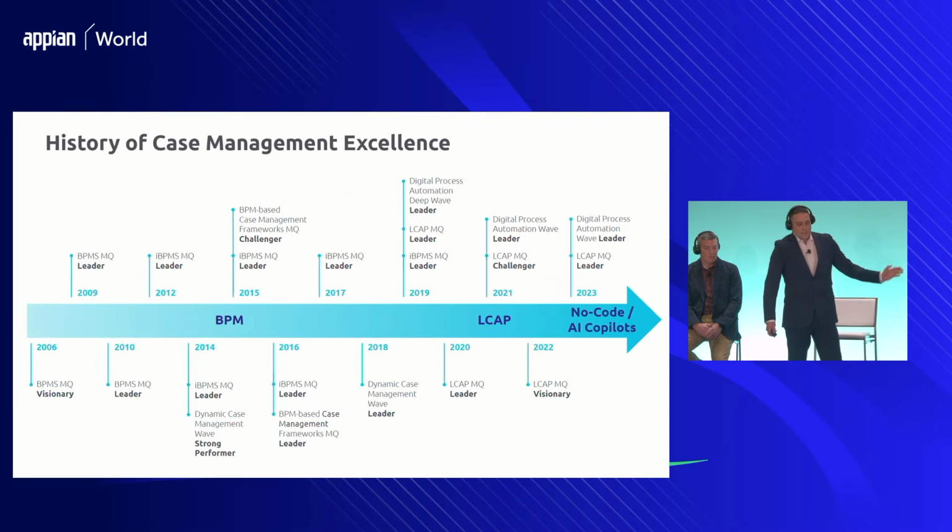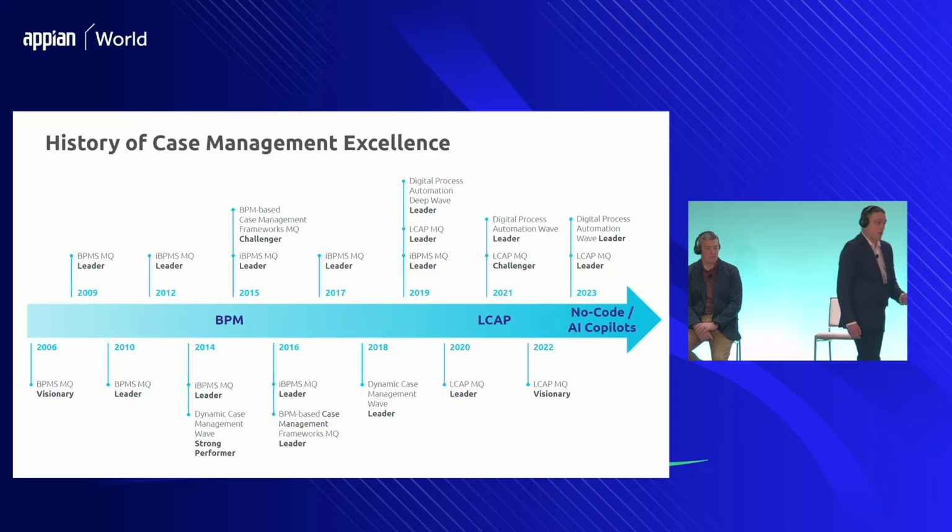And so if you take a look at that timeline, Appian has actually been along every step of the way, from the early days of BPM in 2006, where it debuted as a visionary on the Magic Quadrant for BPMN, and then all the way through leaders in dynamic case management, leaders in IBPMS, leaders in low code.